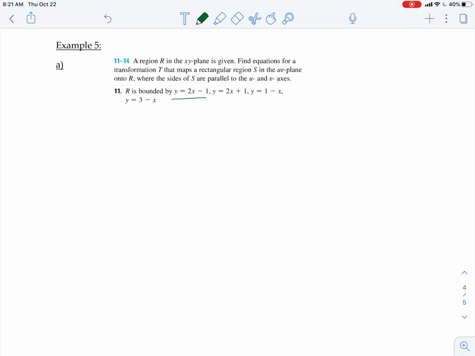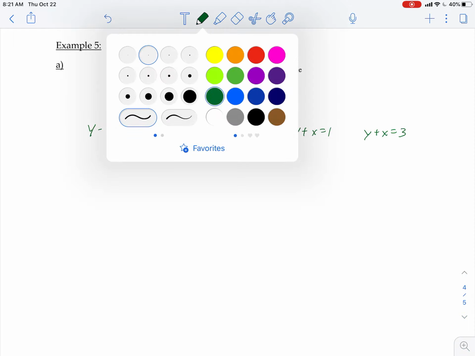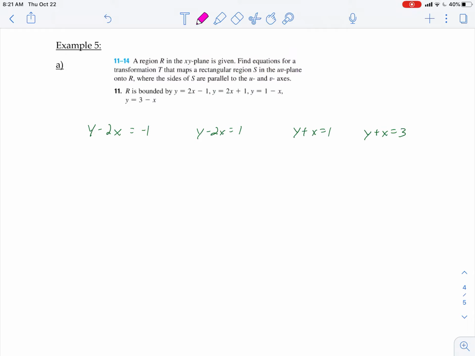we're going to transform y equals 2x minus 1 to be y minus 2x equals negative 1. We're going to change the second equation to y minus 2x equals positive 1. The third equation to y plus x equals 1, and y plus x equals 3. And then this will help me define what we can make our equations. Now, again, there are many different ways that you can transform these, but this is the easiest way and probably the first way that you would do it.